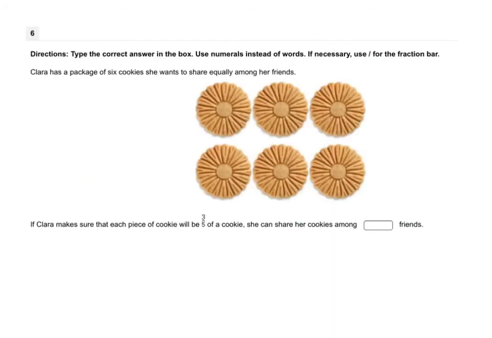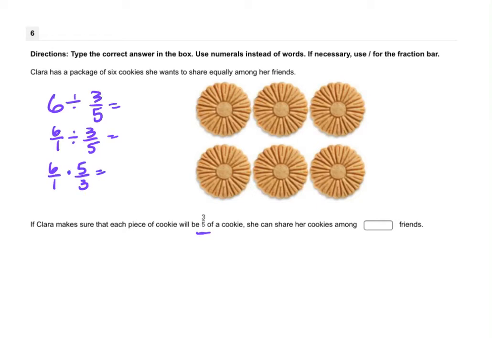Clara has a package of 6 cookies she wants to share equally among her friends. If Clara makes sure that each piece of cookie will be 3/5 of a cookie, she can share her cookies among how many friends? So you have 6 cookies, and you're dividing them into 3/5 pieces. So you're going to change 6 into a fraction. Then you multiply by the reciprocal, or keep change flip.